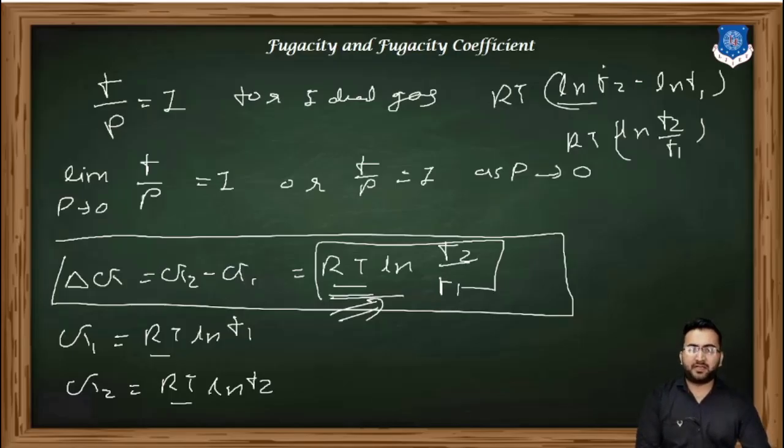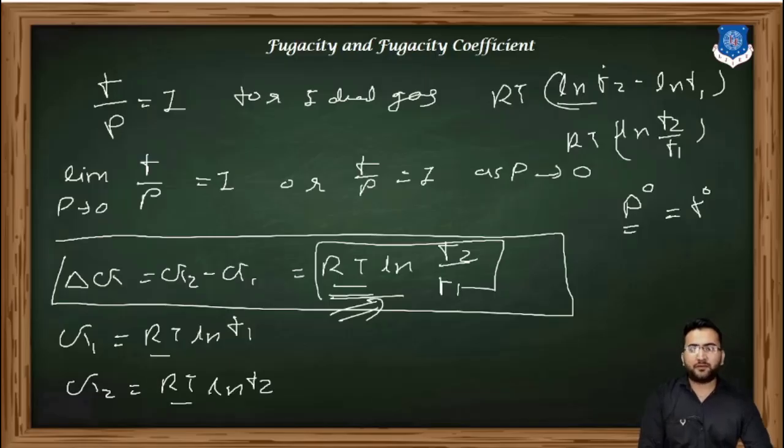Fugacity is always equal to pressure at ideal condition, the standard state of real gas. The standard state of real gas is at standard pressure P naught. If we are going to denote the standard state of pressure, we denote it by P naught, which behaves ideally. So we can say that P naught is equal to F naught for the standard state.